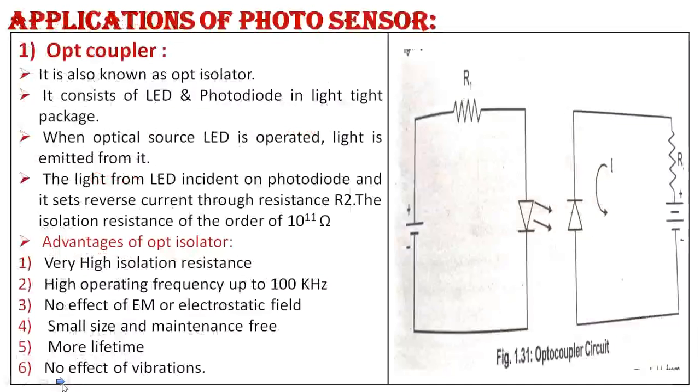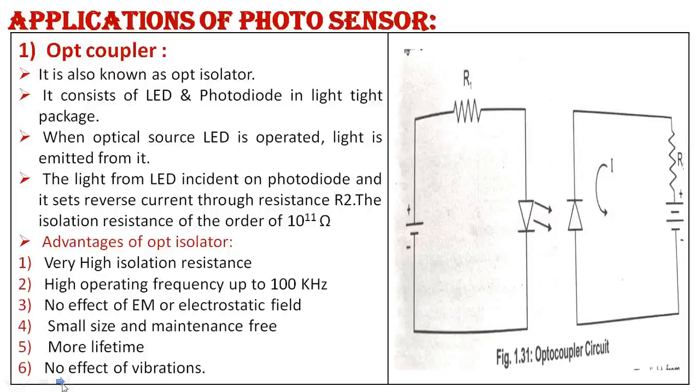Next one is an application of photosensors, the optocoupler. It is an optoisolator. It consists of an LED and a photodiode. The diagram shows the LED and photodiode. When the optical source LED is operated, light from the LED is incident on the photodiode, and it sets up a reverse current through the resistance R2.